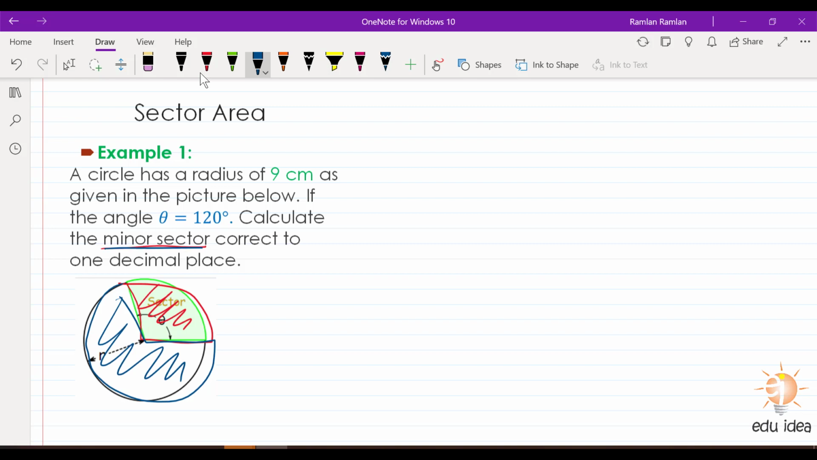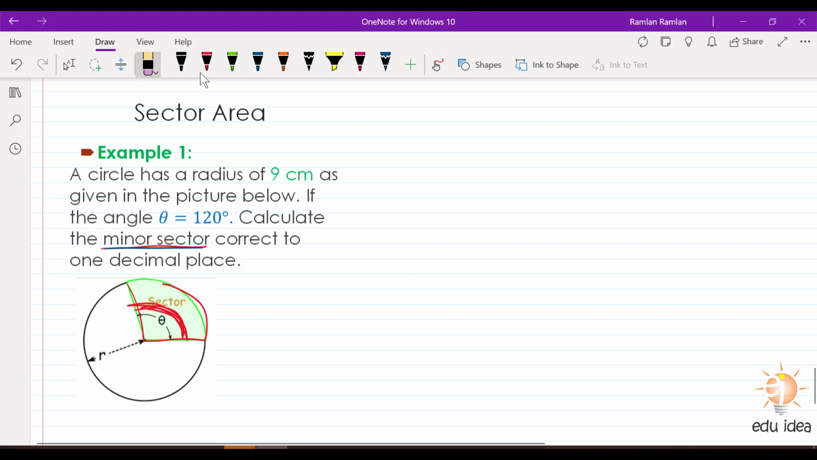In here we are going to talk about the minor sector. It means that we are only going to find the area of the smaller part, which is the red one. So we're going to focus on the angle that makes the sector area of this minor sector. If I change this into major, it means that you're going to find the area of this part. So the angle that you're using is not this one, instead it is this one over here.